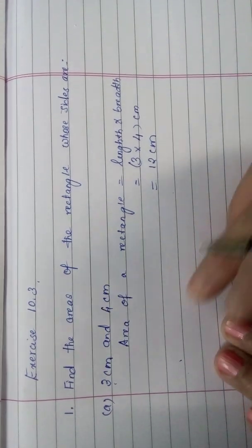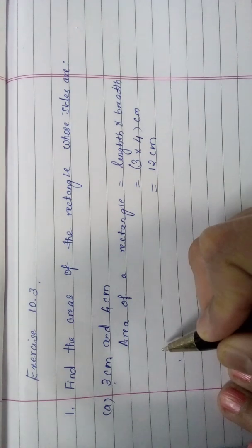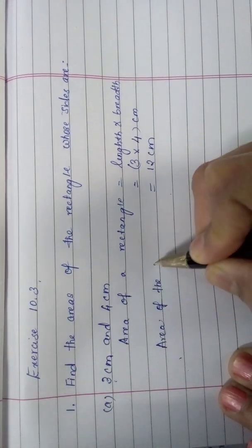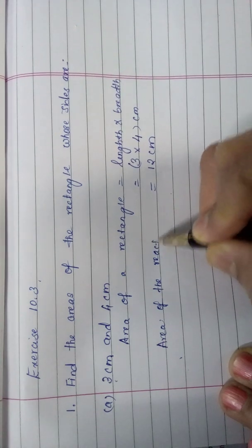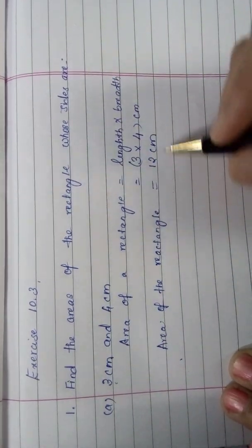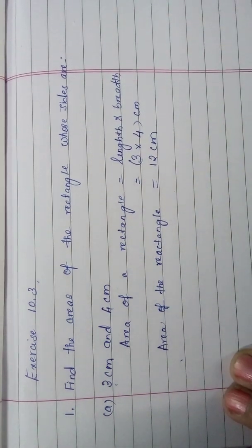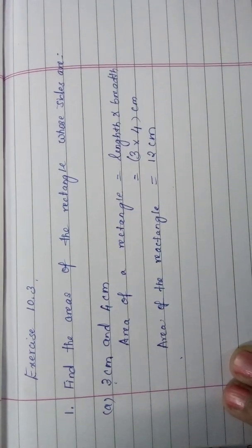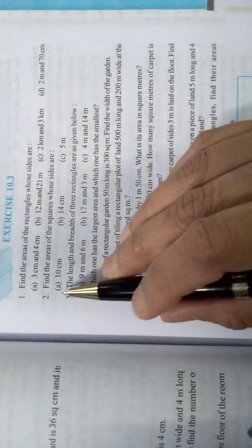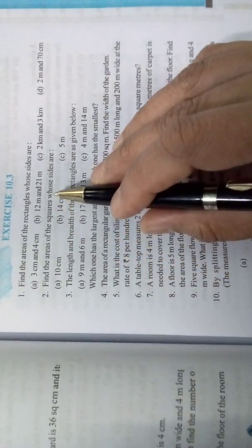So, the area of the rectangle having the sides 3 centimeter and 4 centimeter is equal to 12 centimeter. Understood children? This way you do the remaining sums. Come, we will see the next sum. The second one: find the areas of the squares whose sides are 10 centimeter.